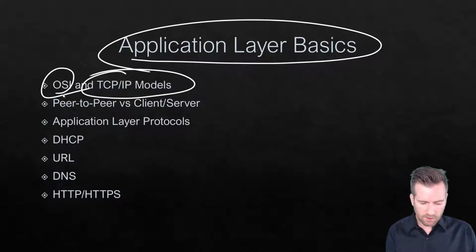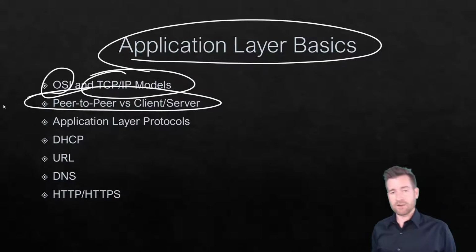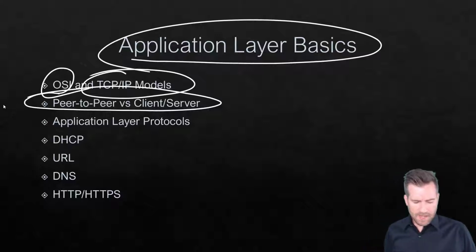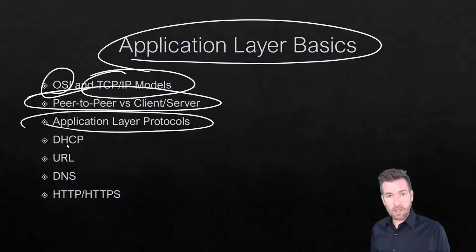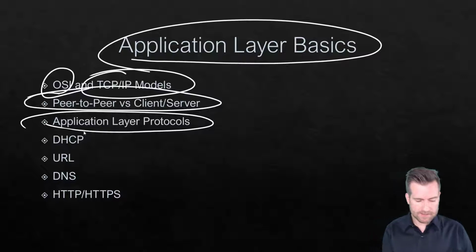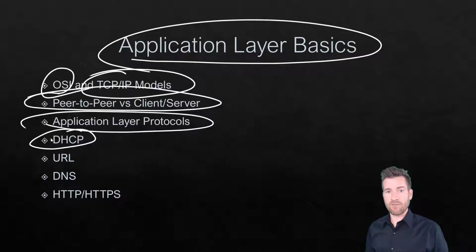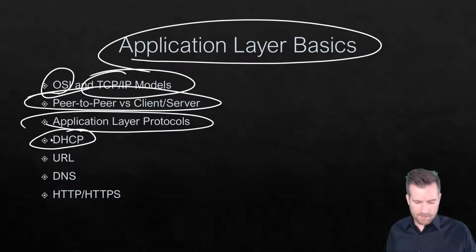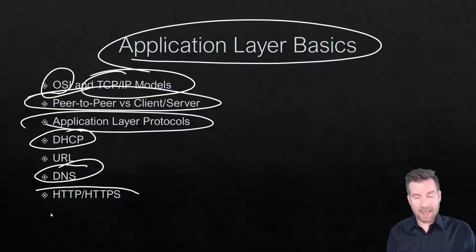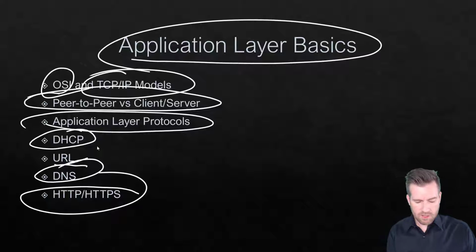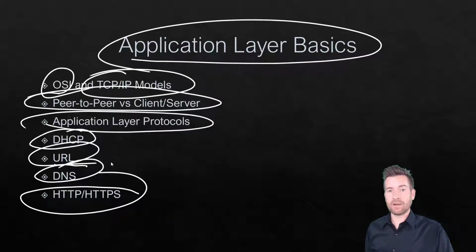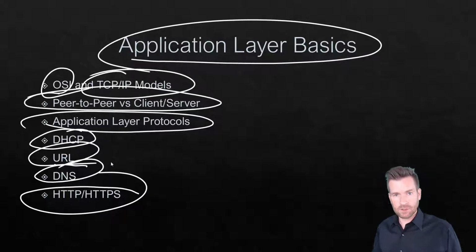Then we're going to take a look at the peer-to-peer versus client-server relationship. Then we'll take a look at application layer protocols. What are some of the protocols that we find within this layer? Then we're going to get into just a high overview of specific protocols that we find within this layer, such as DHCP, DNS, and HTTP and HTTPS. Of course, we'll also take a look at the URL and what a URL does and what it looks like.